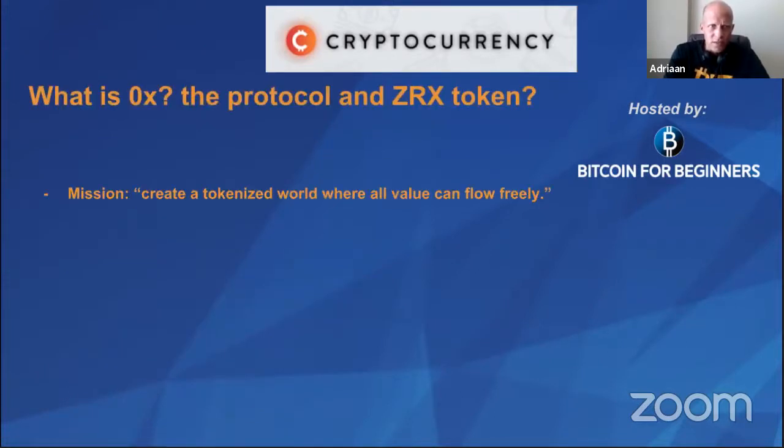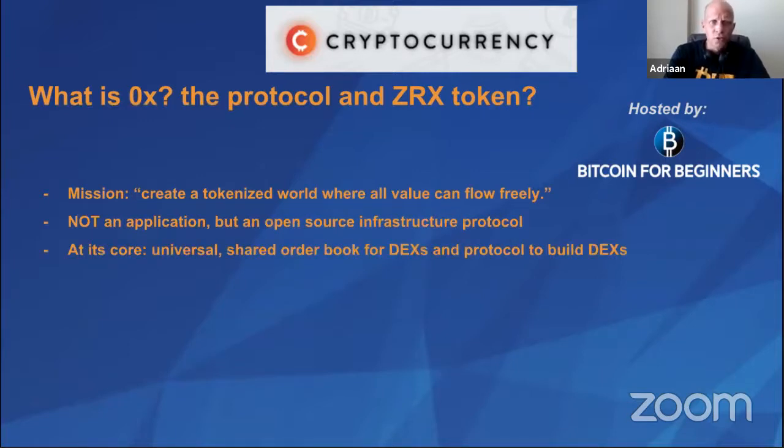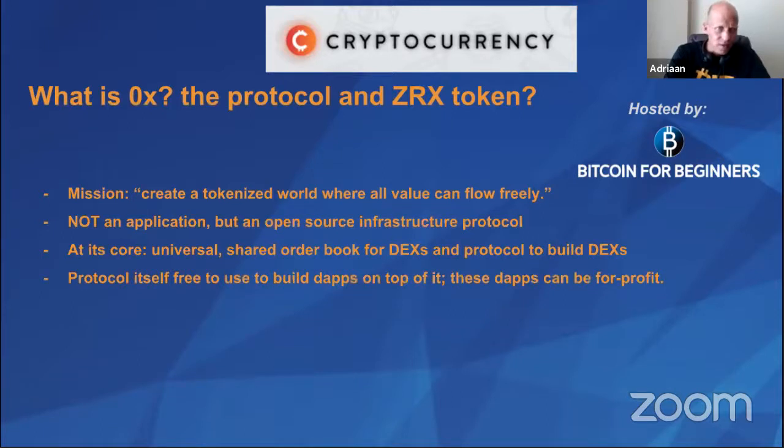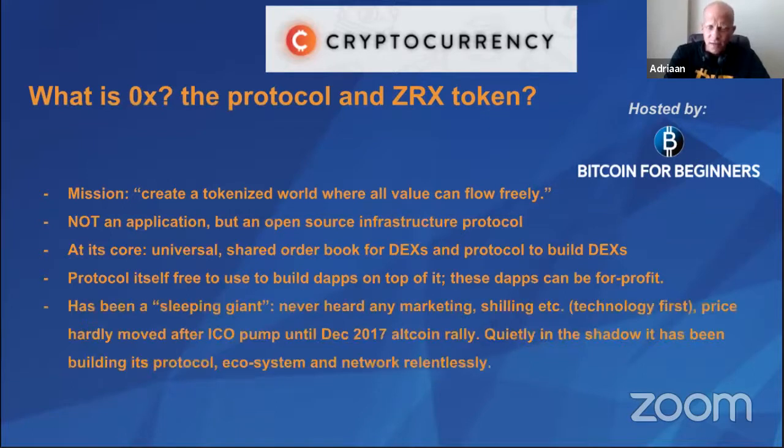So what is 0x? First of all, the mission according to their website is to create a tokenized world where all value can flow freely. It's not an application, as most of the dApps on Ethereum are, but an open source infrastructure protocol. At its core, it's a universal shared order book for decentralized exchanges and a protocol to build decentralized exchanges with. The protocol itself is free to use to build dApps on top of it. And although the protocol itself is free, dApps that you make on it can be made for profit.